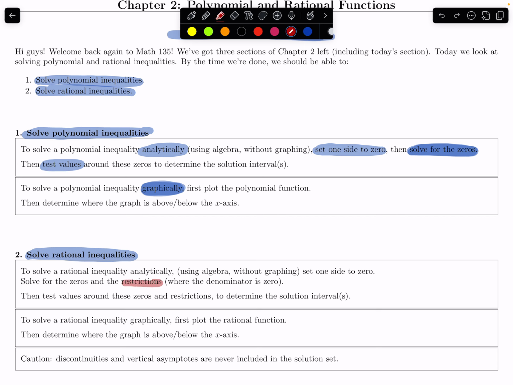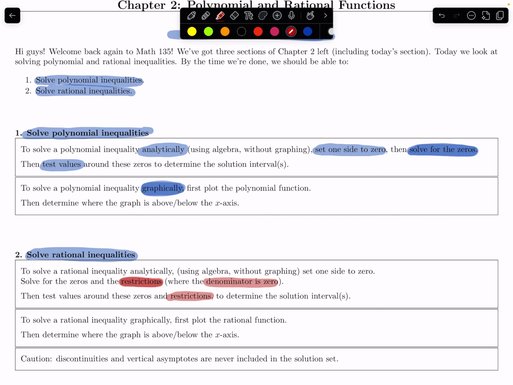also check the restrictions. And restrictions, remember, with rational inequalities or rational functions, you've got restrictions because you're dividing by things. And when you divide by 0, that creates a restriction, right? So that's the other thing to watch out for, where the denominator is 0. And then after that, you do the same thing. You test checkpoints around the zeros and also the restrictions. And then you use that to determine solution intervals. So almost the same directions, right?